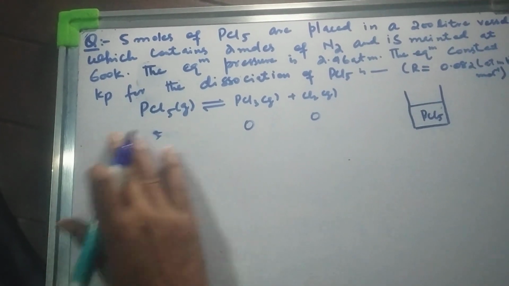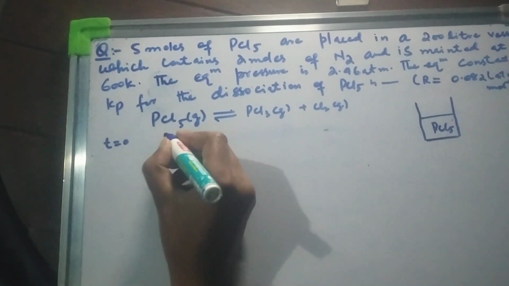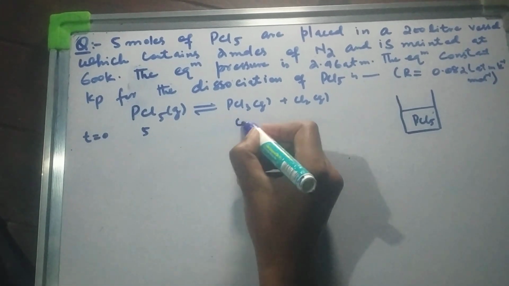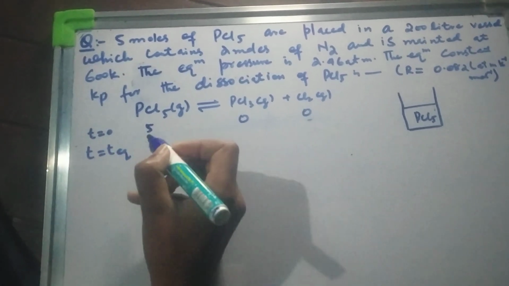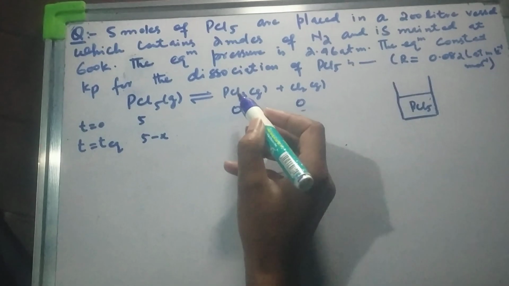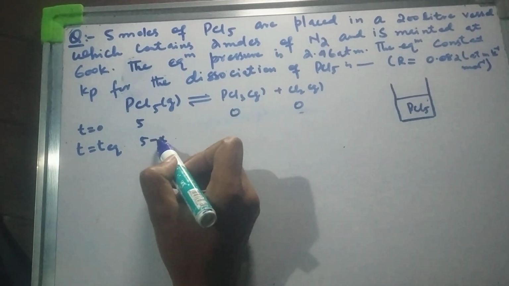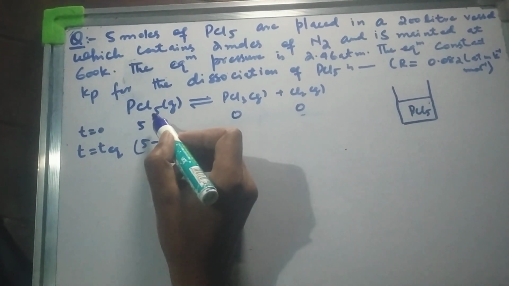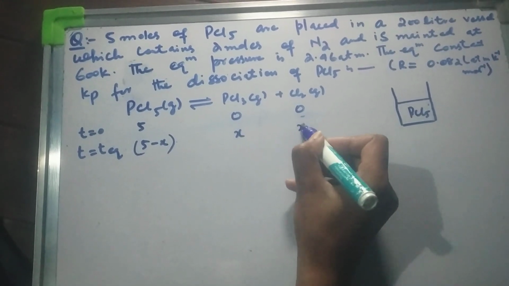When the reaction has not started, at T equals 0, the moles of PCl5 is 5 moles, as given in the question, and the moles of the products are 0. At equilibrium, the moles of PCl5 are 5 minus X. Let's say X moles of it dissociate. When it breaks, the products form, so PCl3 is X and Cl2 is also X.